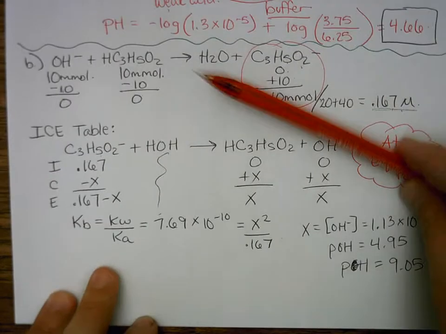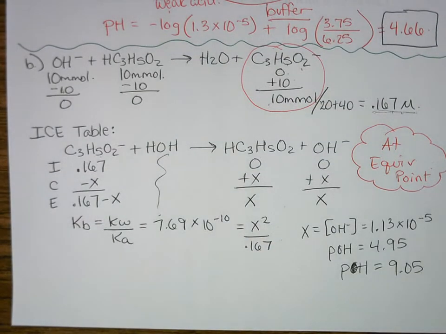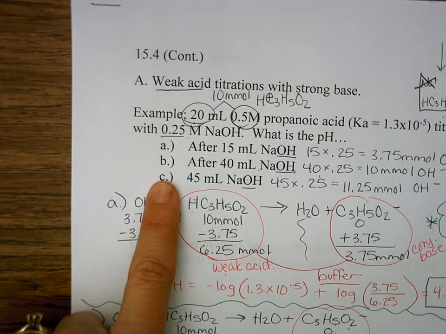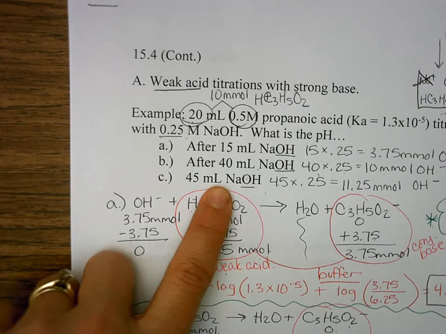At the equivalence point, you always have to do 2 different tables, and then kind of remember the process. All right, so part C is asking me what is the pH after adding 45 milliliters. We'll do this one, and then we're going to stop for a minute, and I'll give you one to practice.